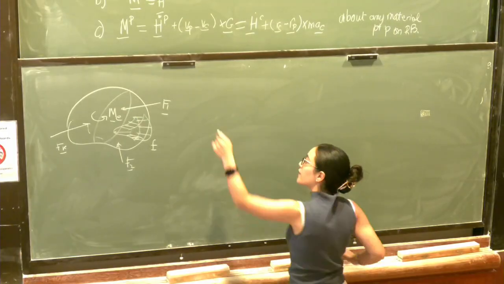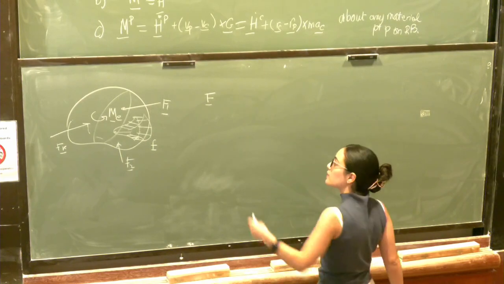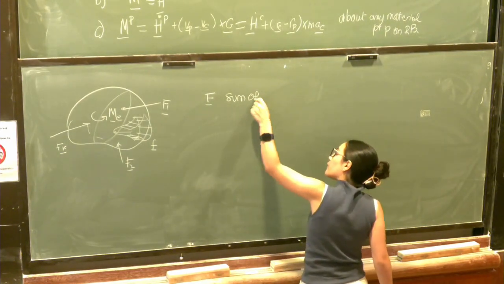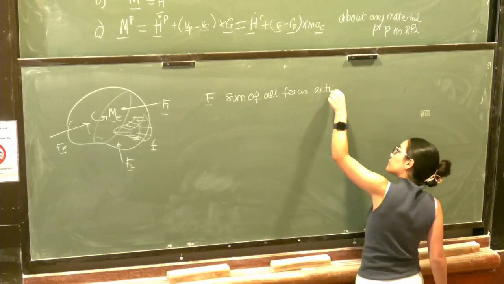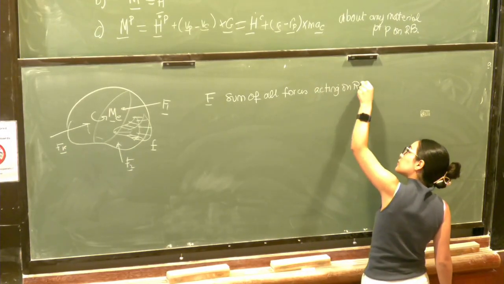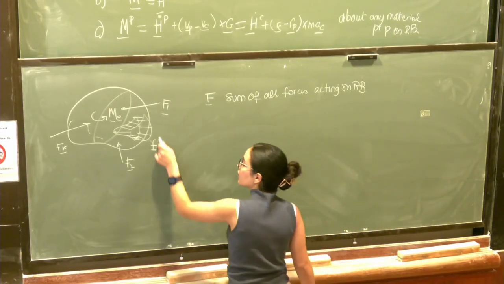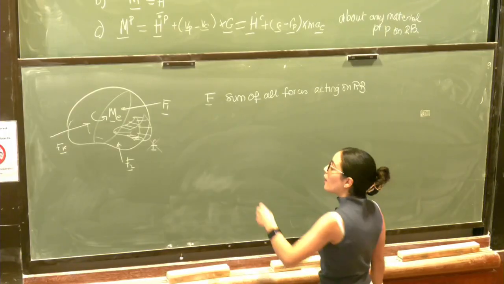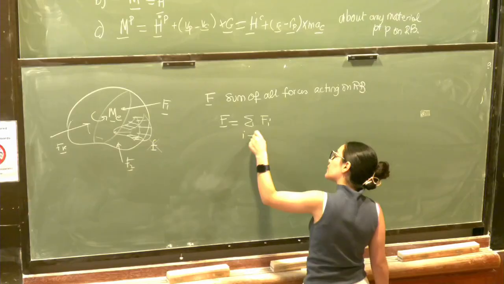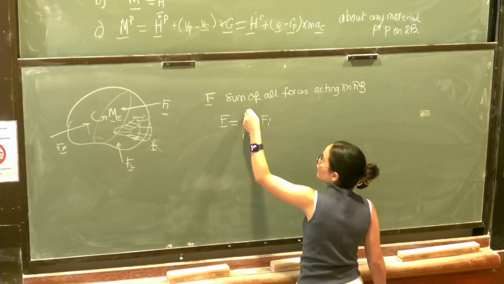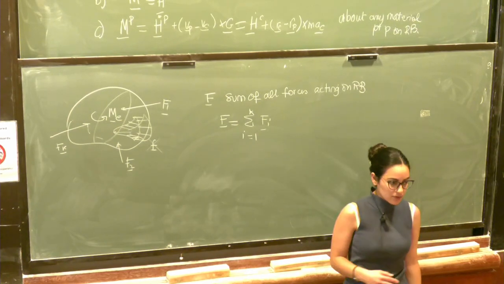Okay, so what is the sum of forces acting on a rigid body? That's easy. That's the sum of all the forces acting on the rigid body. F is the sum of all forces acting on a rigid body. So if I get rid of these force distributions for a second, F is just the sum of Fi, i equals 1 to K. It's the sum of the discrete forces acting on the rigid body.